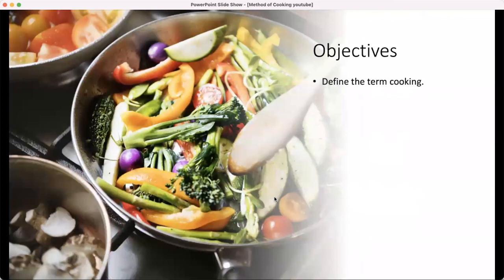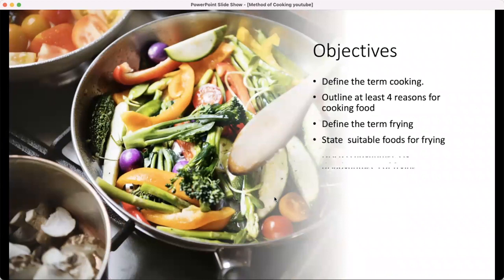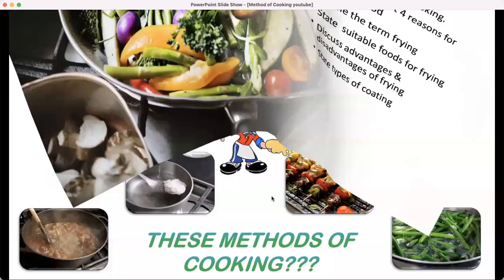So we are going to define the term cooking. What is cooking? At least 4 reasons for cooking. Define the term frying, suitable food for frying, advantages and disadvantages, of course, of frying. And then we are going to talk about the types of coating.